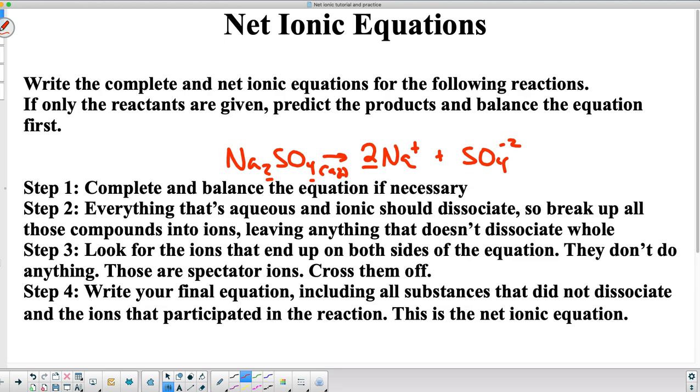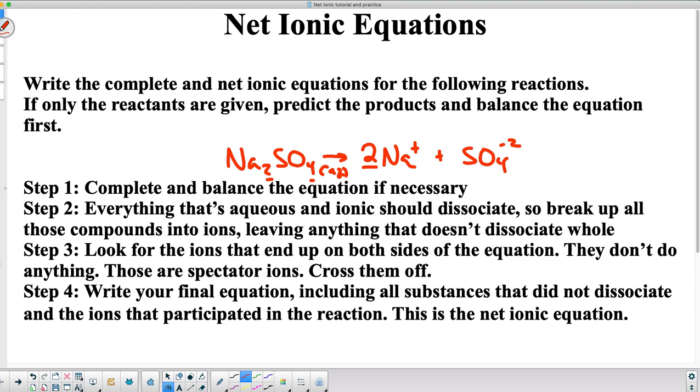So let's take a look at step 3. Look for the ions that end up on both sides of the equation. This is an easy part. They don't do anything. Those are spectator ions. That means if you see an ion on one side of the equation and you see it on the other side and it hasn't changed, then it's going to be a spectator ion and you can cross them off.